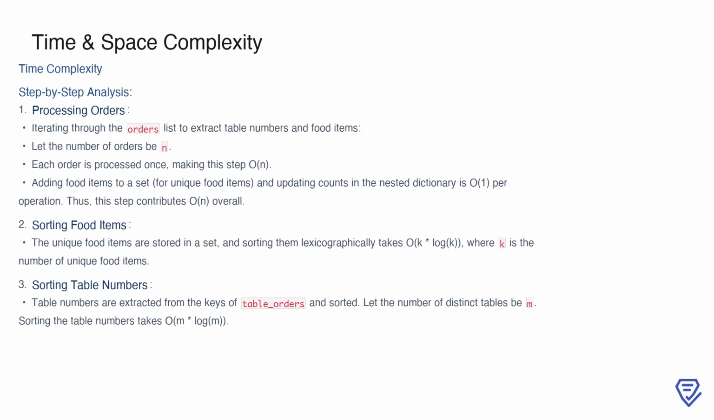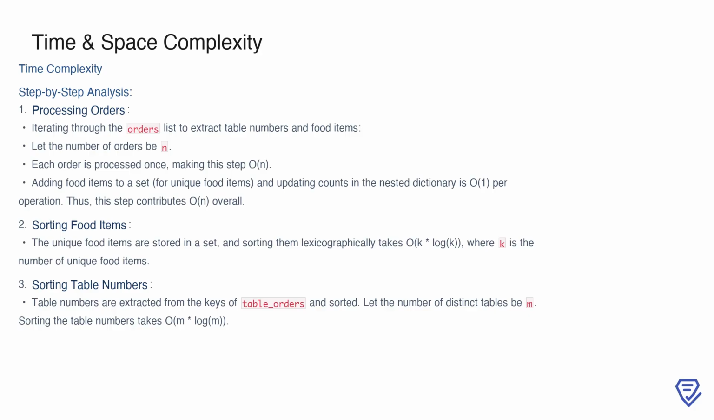To analyze the time complexity of our solution, let's break it down step by step. First, we process the orders by iterating through the orders list. Each order involves extracting the table number and food item, which takes constant time per operation. With n total orders, this step contributes O(n). Adding food items to a set for unique tracking and updating the nested dictionary of counts also operates in constant time per operation, so this step remains O(n) overall.